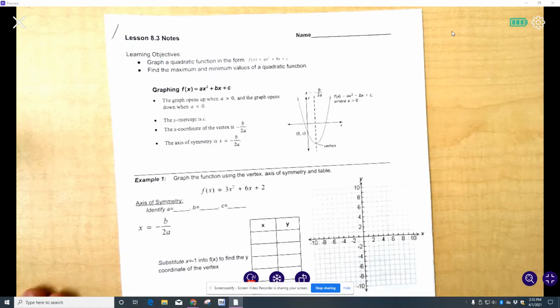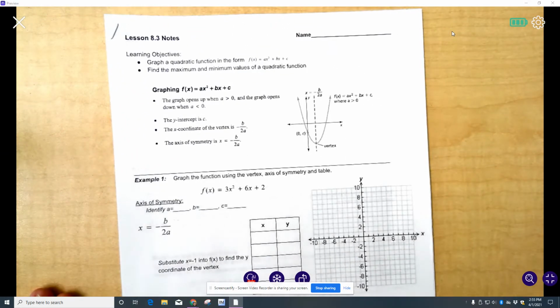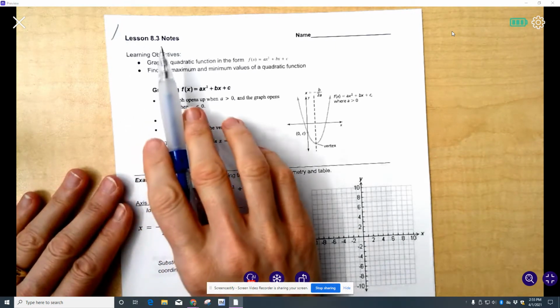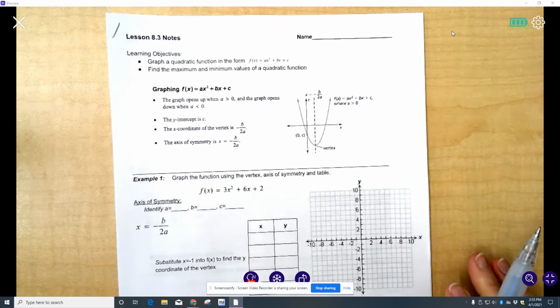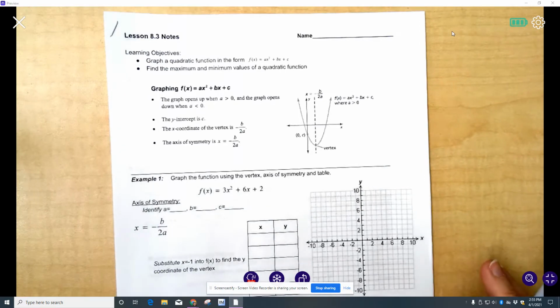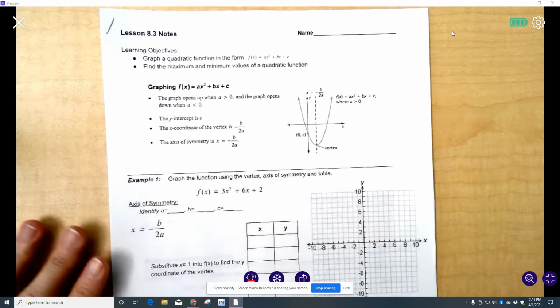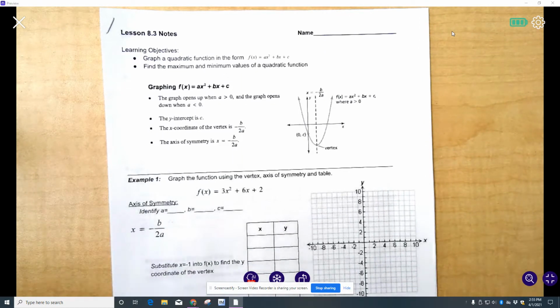This lesson is 8.3 for Algebra 1B. In 8.3, we are not using our journal. We are using a separate note page, basically because we need the extra space. Okay, in 8.3, we're going to be doing a couple things.